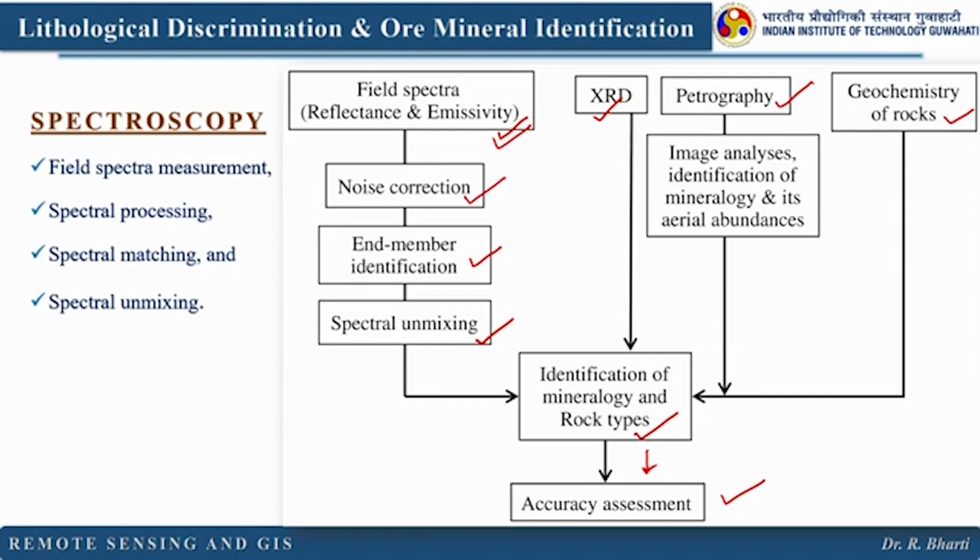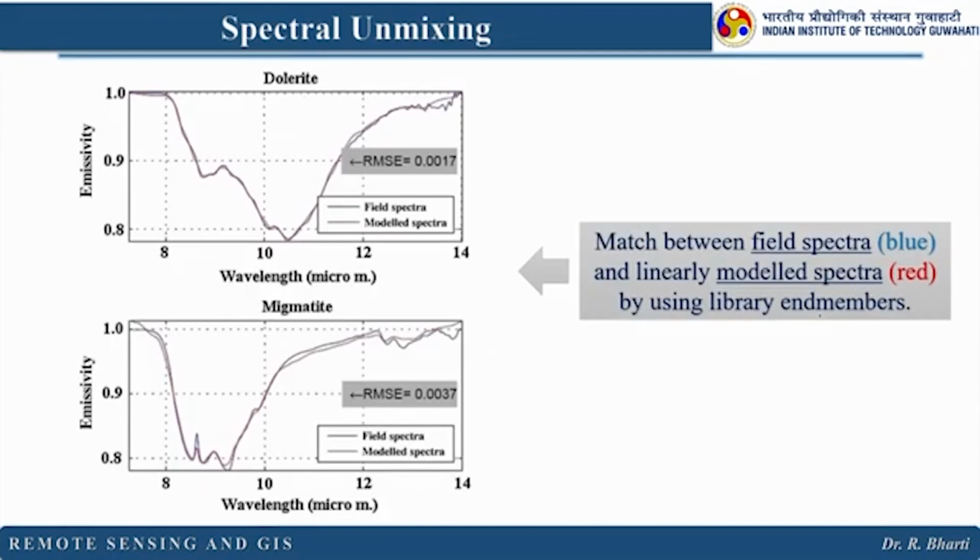Now, after this, the most important part of this work is spectral unmixing. Here you can see the match between field spectra and the modeled spectra. You can just see how well they are matching with each other. All the major troughs were matched. So, that is why the RMSE is on the order of 0.0017, and here it is 0.0037. It says that the model spectra is matching well with your field spectra or lab spectra.